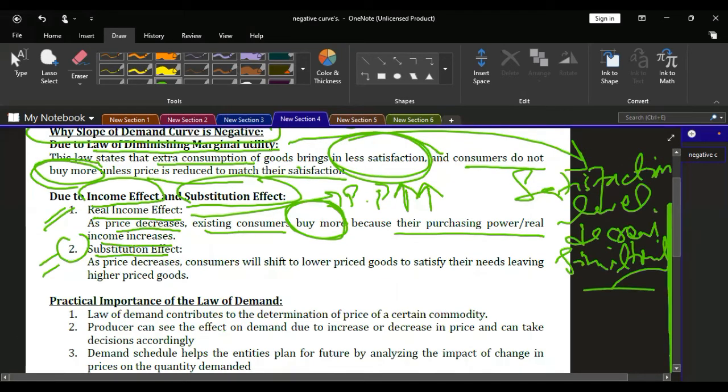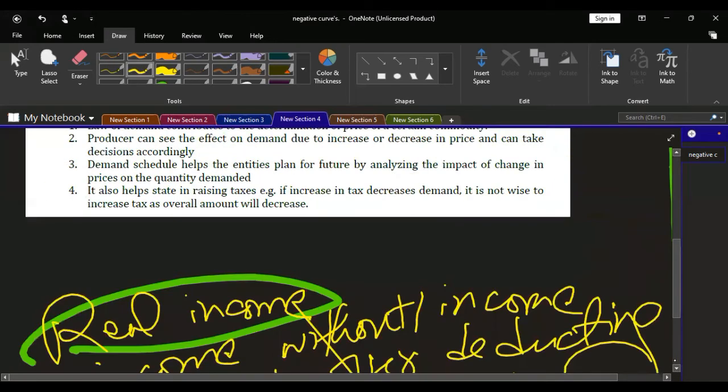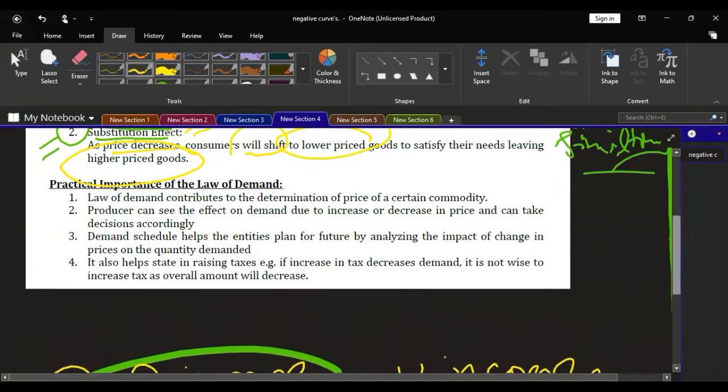Moving back, what we are studying is the substitution effect. As price decreases, consumers will shift towards lower-priced goods to satisfy their needs, leaving the higher-priced goods, due to which the demand curve moves downward. Next is the practical importance of the law of demand.